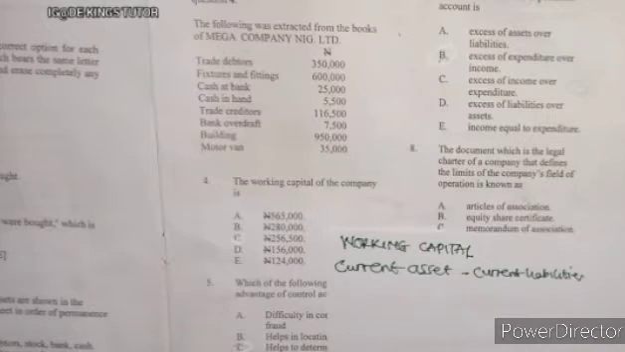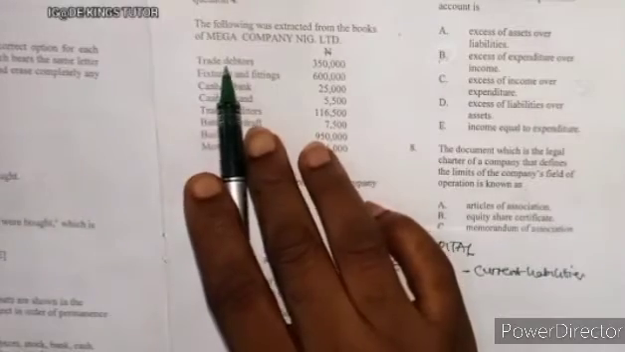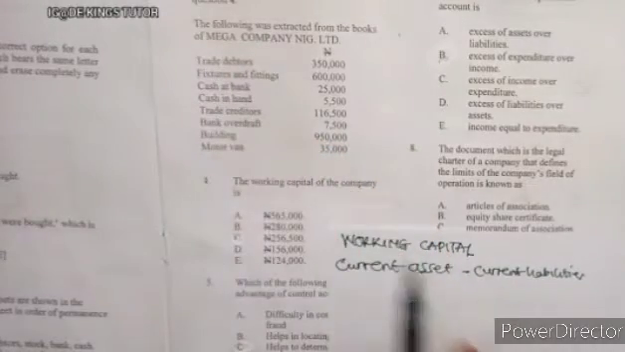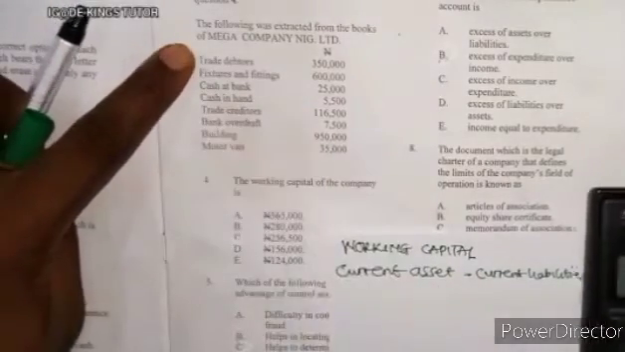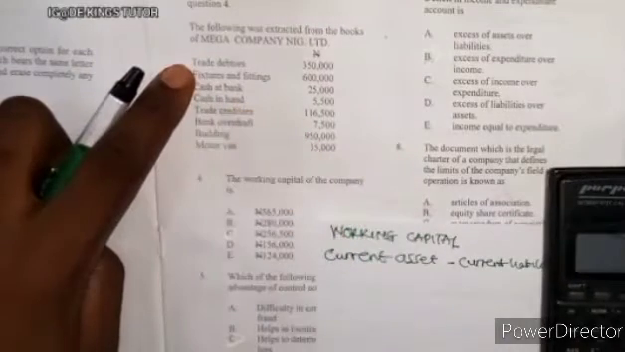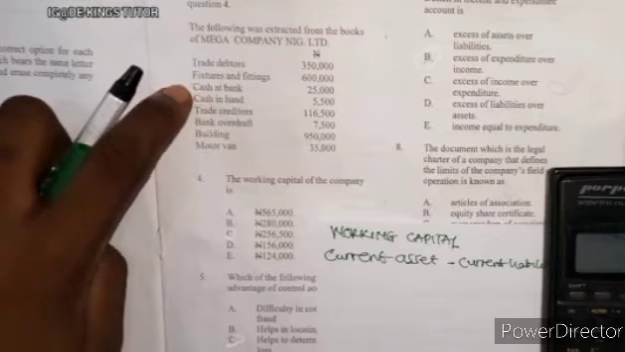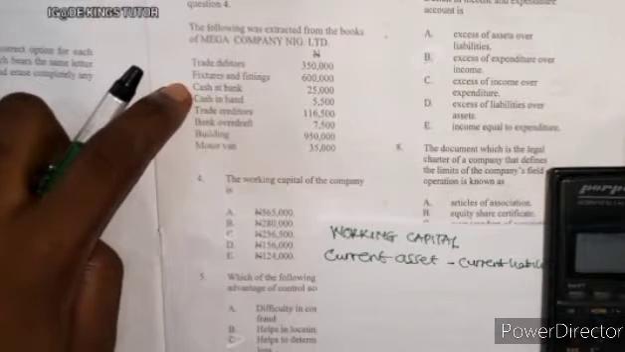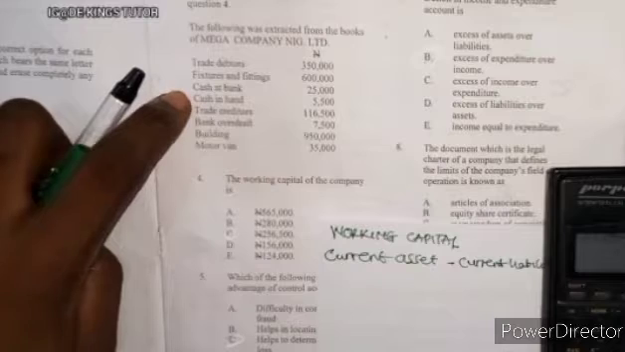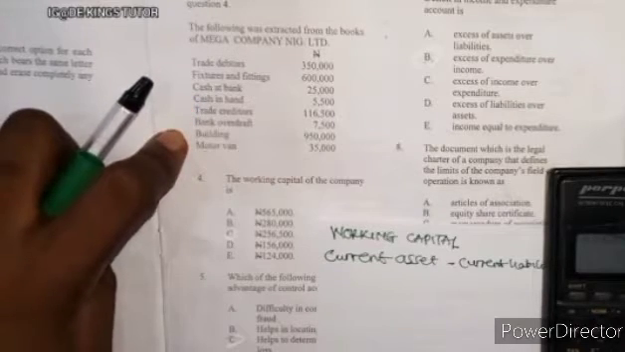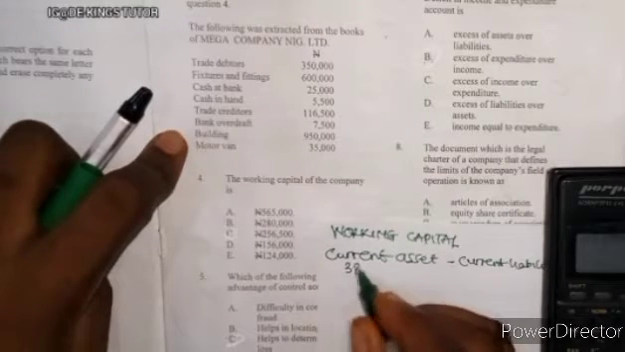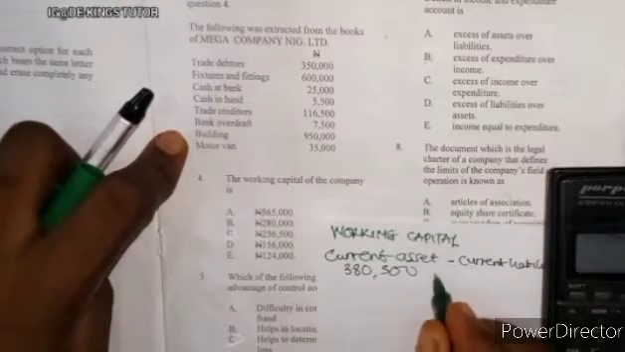So how to solve this now? We are going to get the current assets here and deduct the current liabilities from it. The first one is the trade debtors, which is a current asset. So we have 350,000 as trade debtors plus, the fixtures are not among them, so we have cash at bank 25,000 plus cash in hand 5,500. So we have 380,500 for the current assets.